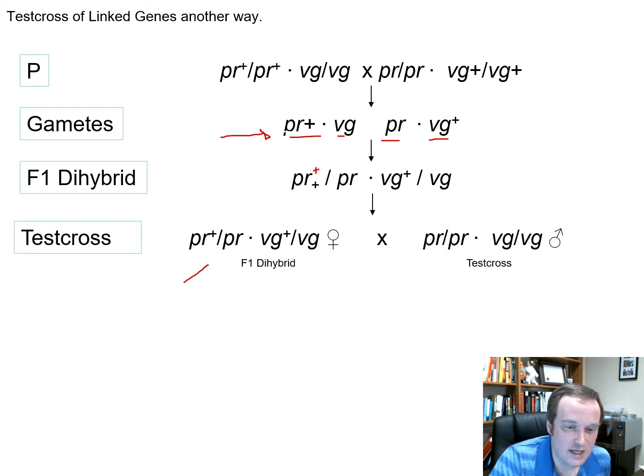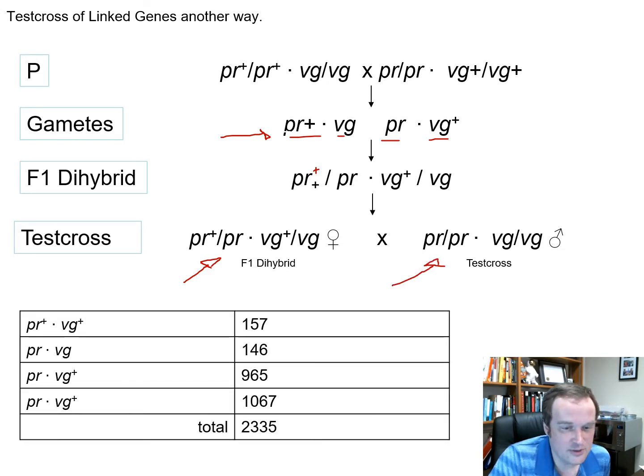So again, we have our dihybrid, and we do a test cross. And we see that we can count the offspring. Here, the offspring that have PR VG plus is a large portion, 965. PR plus VG has 1,067, so those are our two biggest portions.